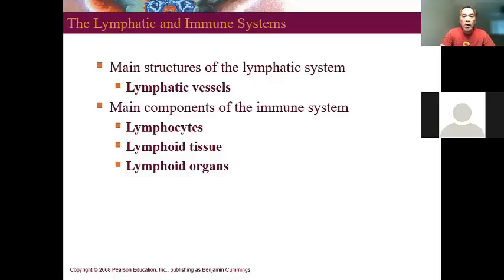Okay, and these are the structures: the lymphatic vessels, and the main component of the immune system, which is actually the cells that are located there, the lymphocytes. And we have tissues, lymphoid organs and lymphoid tissue. That is where those lymphocytes are located. But the fluid that's in your tissue is going to be drained by the lymphatic vessels. So we're going to be looking at the lymphatic vessels. What are the components of lymphatic vessels that drain the fluid?